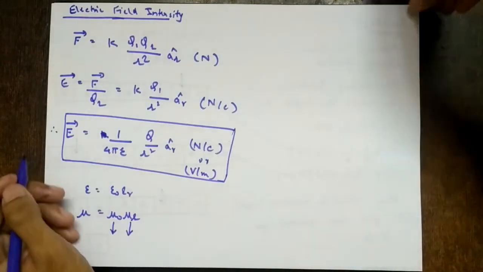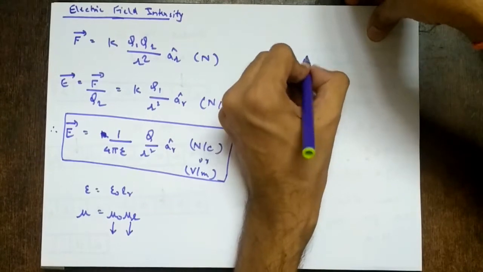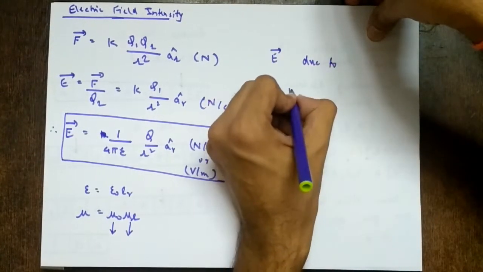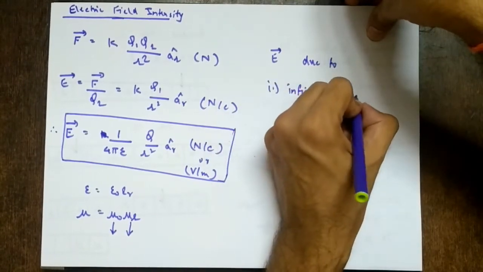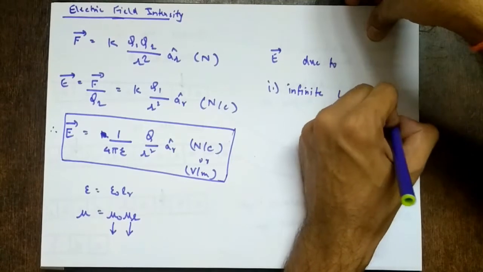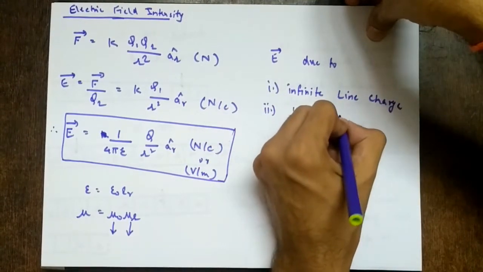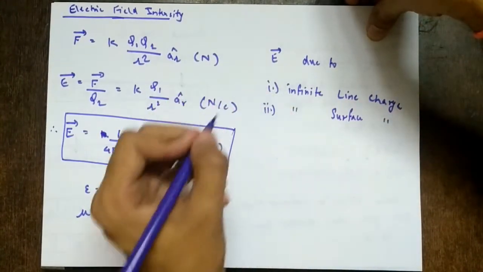Then there are some important questions. So electric field due to, first, infinite line charge. So this derivation is there. Similarly, you have electric field due to infinite surface charge. So these two derivations are there.